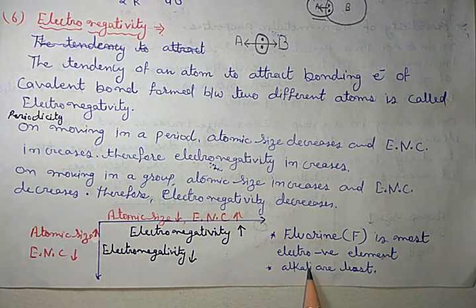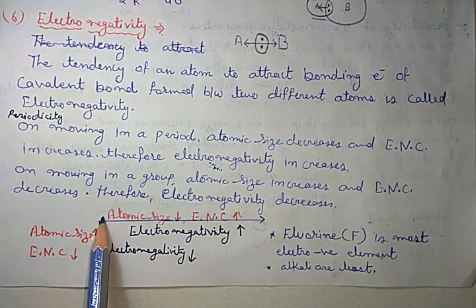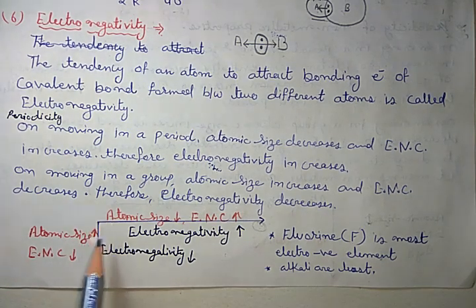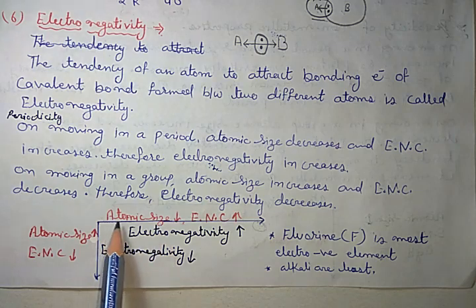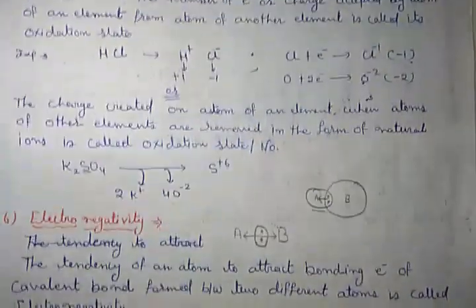Clear? Alkali metals of the first group have the least electronegativity. Got it? Because they are in the first group, and you know that if there is an increase, that means there is a lesser value here.